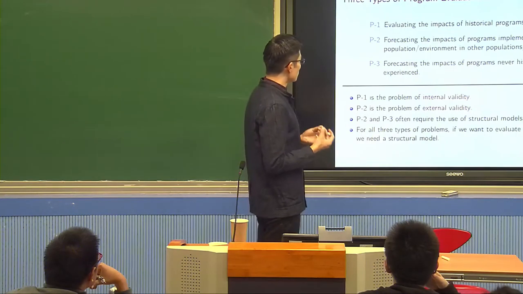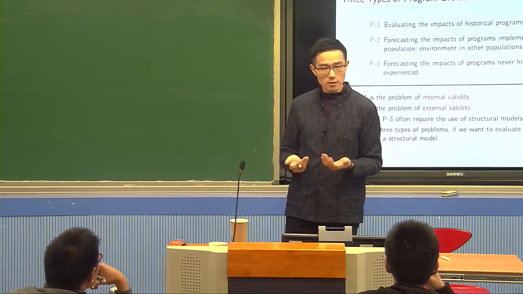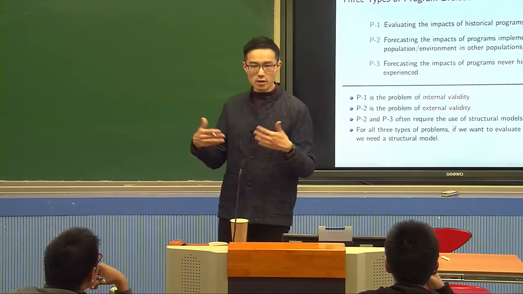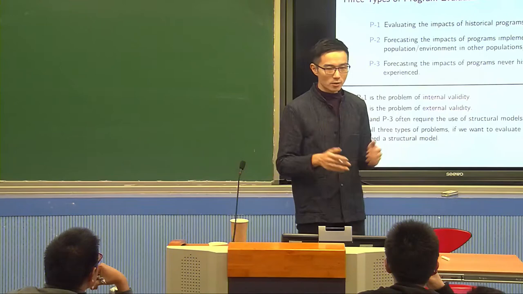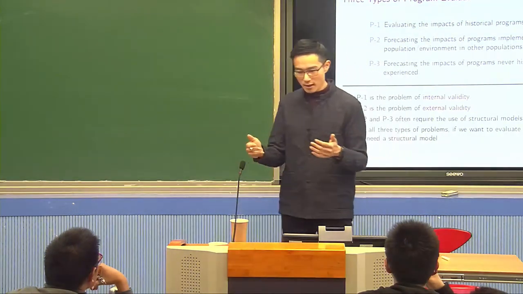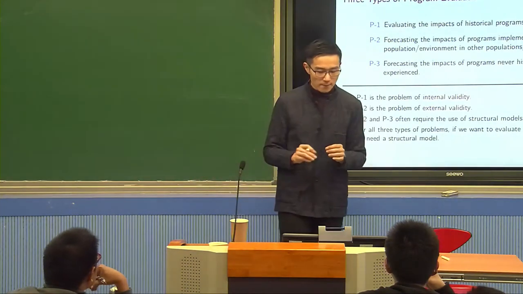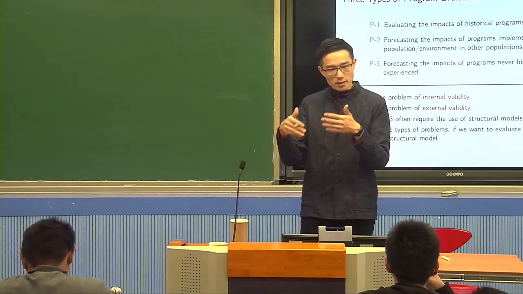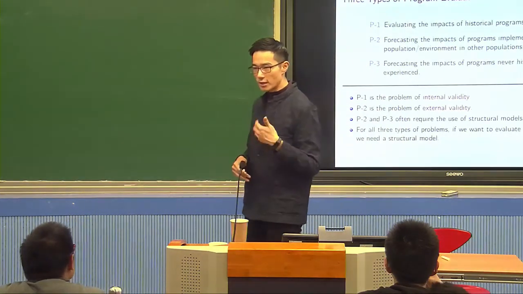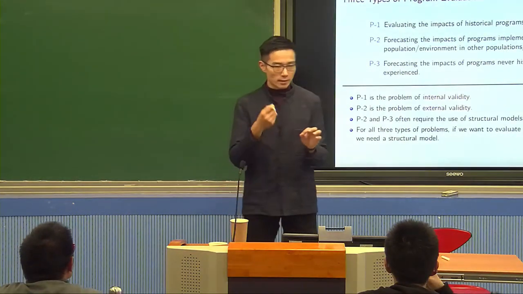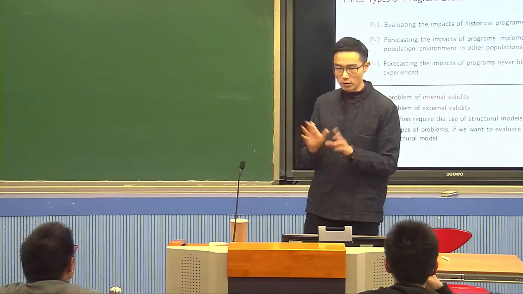The first kind of policy evaluation problem is evaluating the impact of a historical program on outcome. So something that's already been done, right? For example, the Chinese government has already built the speed rail system, and you want to know whether the already built system has any causal effect on the local GDP, on the local economic development. You're trying to estimate a historical effect that has already happened, right? So this is more of a problem with internal validity, in the sense that you're looking at the data, and you try to get the causal effect out of that population only. So for that kind of problem, you can do reduced form, you can do structural, no problem, okay?